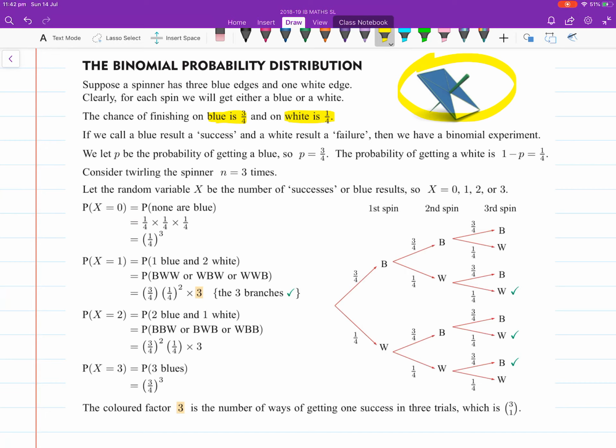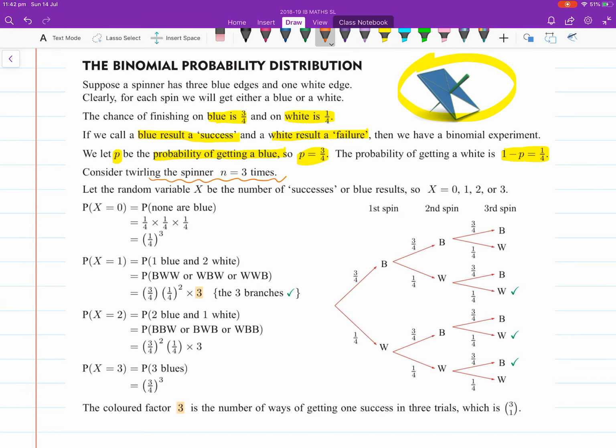Now, we're going to denote getting blue as success and getting white as the failure, okay? So we're going to let p be the probability of getting blue, so little p equals 3/4. That means the probability of getting white is 1 minus p, which is 1/4. Easy. Let's say we're going to spin the spinner 3 times, okay? We're going to do 3 trials.